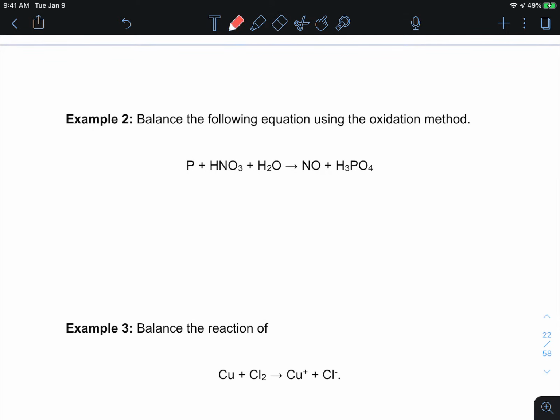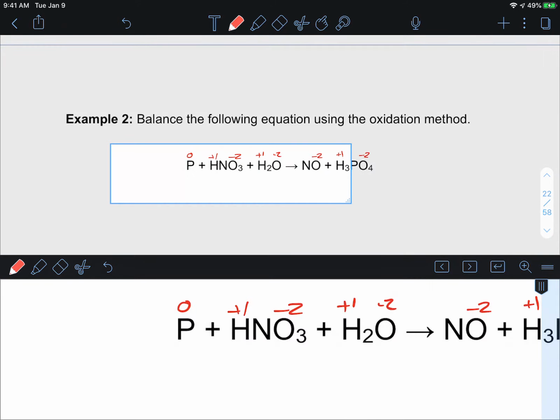Okay, so let's try this one here. So step 1, assign oxidation states: 1, 0, minus 2, plus 1, plus 1, minus 2. I'm just doing the easy ones first. Plus 1, minus 2. Okay, now I'm going to zoom in on each of these.